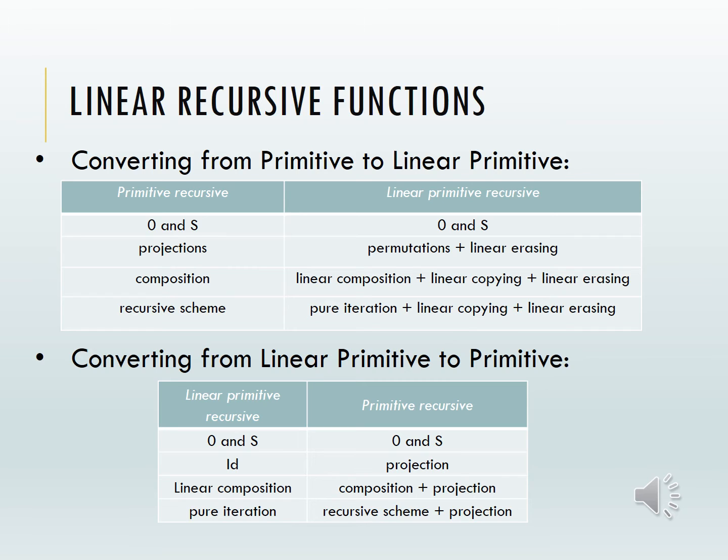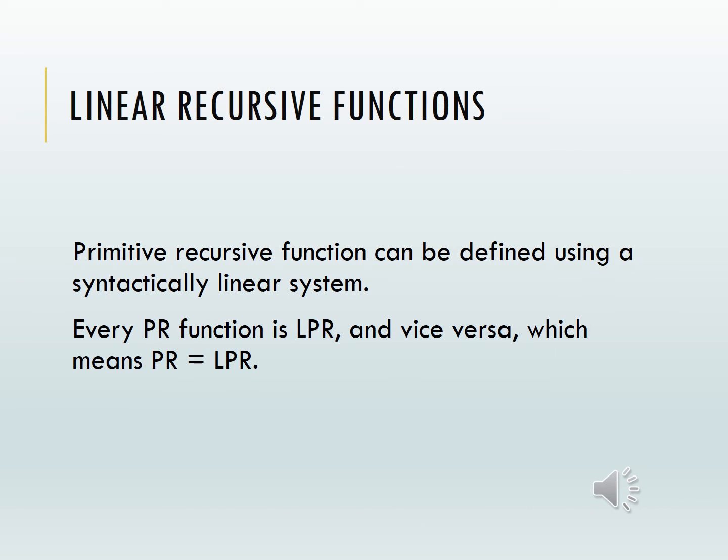In converting from linear primitive to primitive, the linear primitive recursive feature, the identity function, is equivalent to projection. Linear composition is equivalent to composition and projection, and pure iteration is equivalent to recursive scheme and projection. The conclusion of this paper shows that every primitive recursive function is linear primitive recursive and vice versa, which means that they are equal to each other.